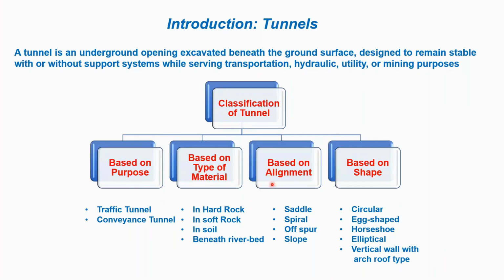The third one is based on the alignment. Examples include straight tunnels, spiral tunnels used to gain elevation, off-spur tunnels, and inclined or slope tunnels. Finally, based on the cross-sectional shape, common shapes may include circular tunnels, typically used for tunnel boring machine operations, horseshoe-shaped tunnels commonly used in NATM, elliptical tunnels, X-shaped tunnels, and other specialized geometry. In this webinar, our primary focus will be on horseshoe-shaped NATM tunnels and their numerical modeling using the Tunnel Wizard.